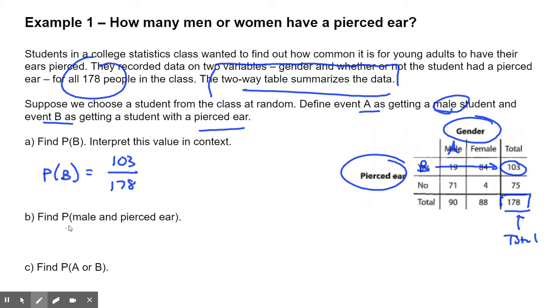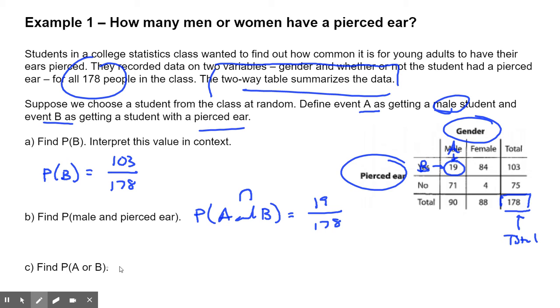Now, let's find the probability of a male and a pierced ear. Let's erase this. So we want the probability of A and B. One thing I did not show you is that if you're looking for and probability, this upside down U might also be used instead of the word and. So be aware of that. So where are the males with pierced ears? Well, the males with pierced ears is right here. It's the 19 out of the total 178.